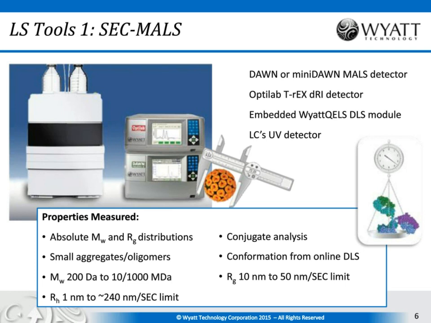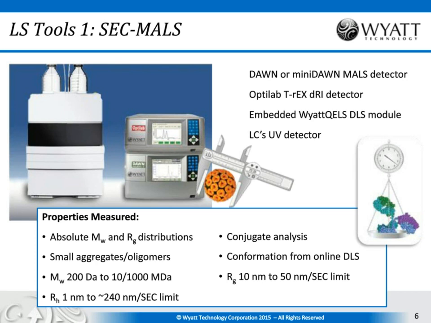Depending on the specific detectors that you have, it can cover an extremely wide range of molecular weights and sizes. Pretty much anything that you can separate on a size exclusion column can be well characterized using light scattering. The range of RGs typically goes from 10 nanometers up to, depending on the instrument, 50 nanometers, or the limit of separation of the column. RHs, the hydrodynamic radii, from 1 nanometer up to hundreds of nanometers, and the molecular weight range can also be extremely large.